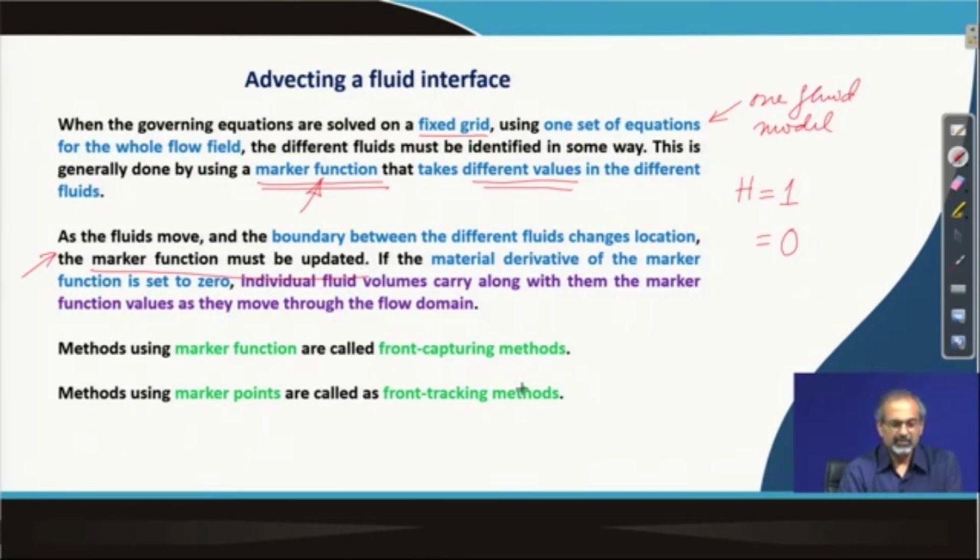If the material derivative of the marker function is set to 0, individual fluid volumes carry along with them the marker function values as they move through the flow domain. So, if I say that a marker function is given by m, then what it means is that the substantial derivative of m is going to be 0. Each fluid element carries along with it a certain value of m. Whenever this fluid element is moving around to different regions of the flow, it is always carrying along with it the particular m value that it has. So, it has the marker associated with it always.